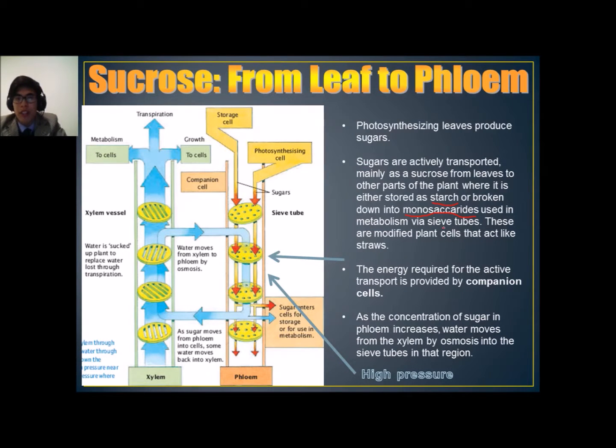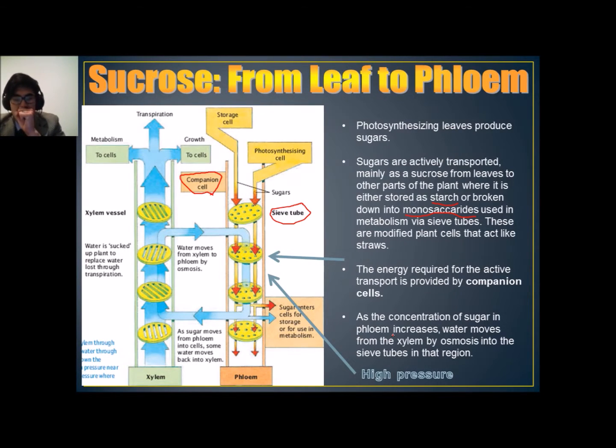These are modified, so the sieve tubes, let's have a look here. This is a sieve tube, and that's where metabolism occurs. And these are modified plant cells that act like straws. Okay, so the energy required for active transport is provided by the companion cells. So in these sieve tubes, metabolism is occurring here, energy is being produced, and it's also being produced in the companion cells. So by having energy in the companion cells, that helps push this down and helps move the water up as well.